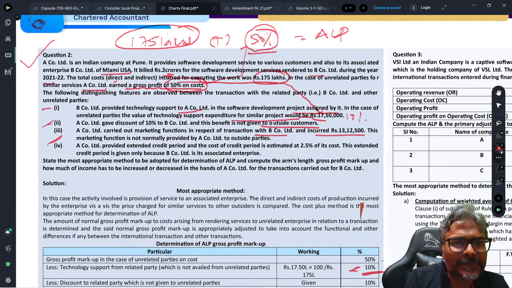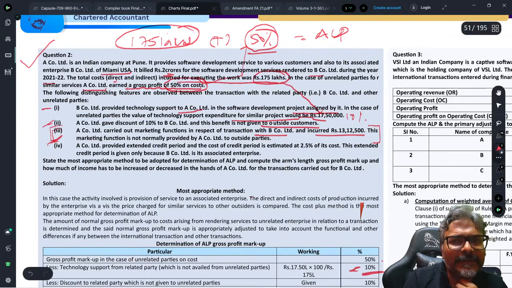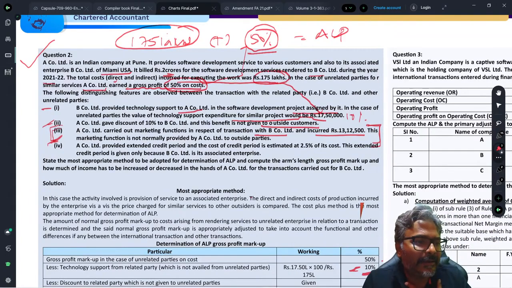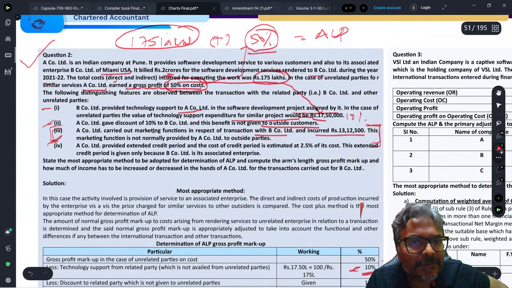So in that particular situation, if you see it very carefully, please tell me what will happen. Will the price be on a higher side or on the lower side in the international transaction, point number three? Will the selling price be on a higher side or on the lower side? It definitely will go on a higher side. Why? Because here, be careful. The Indian AE is providing a marketing function in respect of transaction with the B Company Limited.